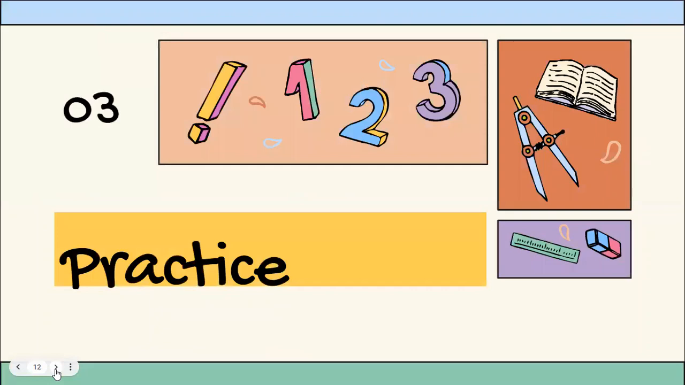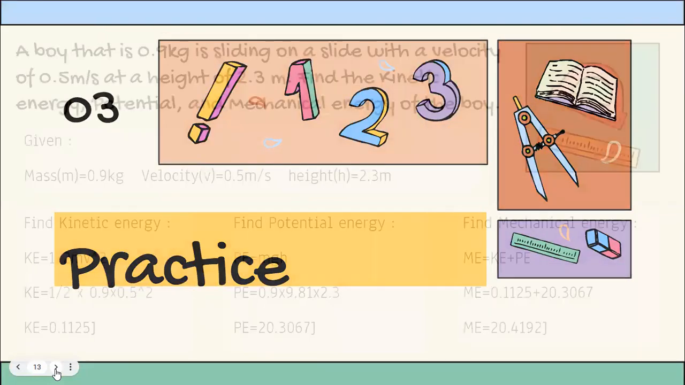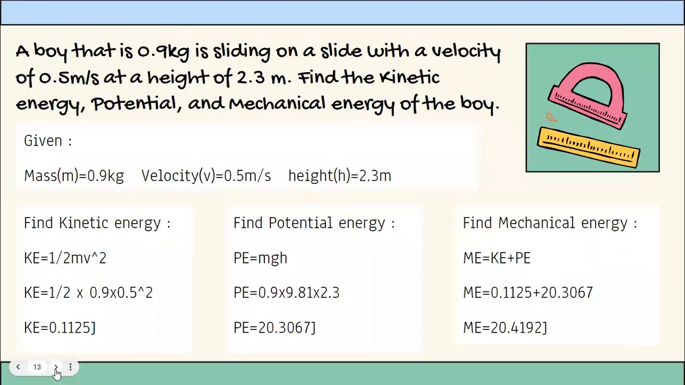Now let's practice by trying to solve a question. The question says, a boy that is 0.9 kilograms is sliding on a slide with a velocity of 0.5 meters per second at a height of 2.3 meters. Find the kinetic energy, potential energy, and mechanical energy of the boy. So let's start by stating the givens.